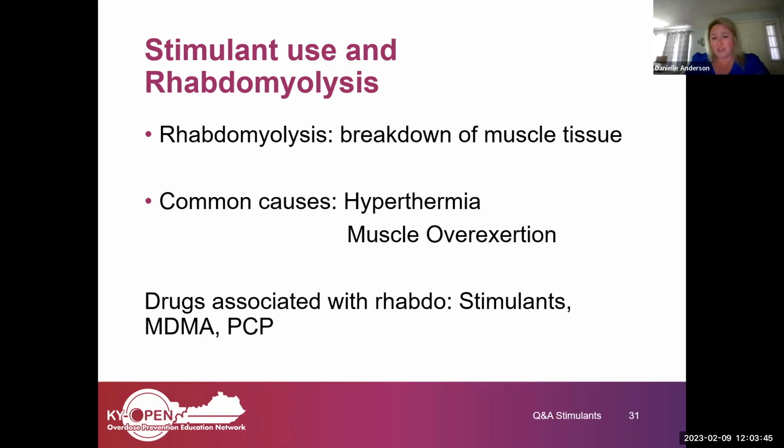So in the literature, this association has been noted between stimulant use, particularly methamphetamine, and rhabdo. The proposed mechanism is a little bit of both of these, the hyperthermia and the muscle overexertion. And also while a person is using, they may not notice how sick they're becoming. There are other drugs that are associated with rhabdo. Stimulants, MDMA, which is ecstasy, and PCP are also common.